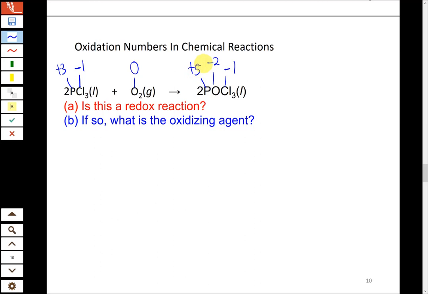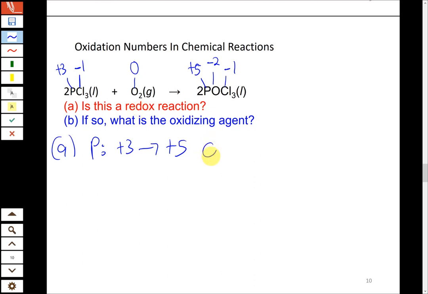All right, so definitely make sure you're familiar with assigning oxidation numbers. We just covered it a little bit ago, and you need to be proficient at it for these types of problems. So those are all the oxidation numbers on the reactants and product side, and if we're evaluating question A, is this a redox reaction? Well, what we see is that phosphorus is changing from +3 to +5. On the reactant side, phosphorus is +3, on the product side it is +5, so that's a changing oxidation number.